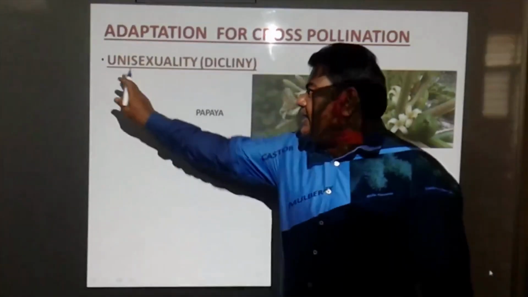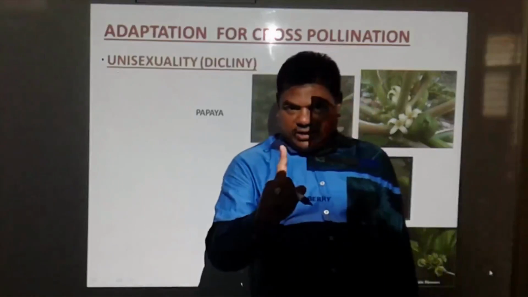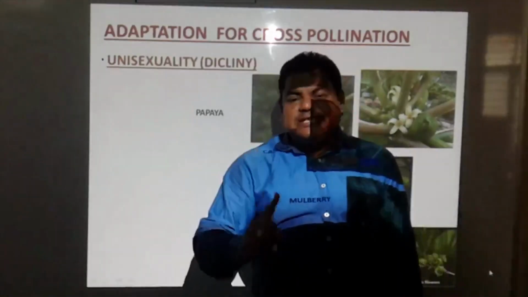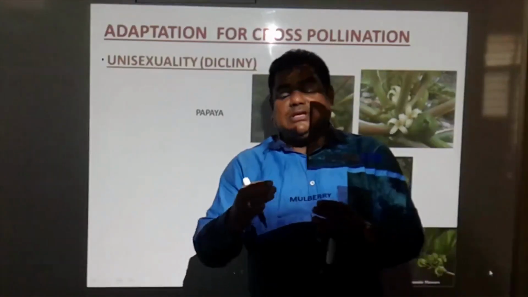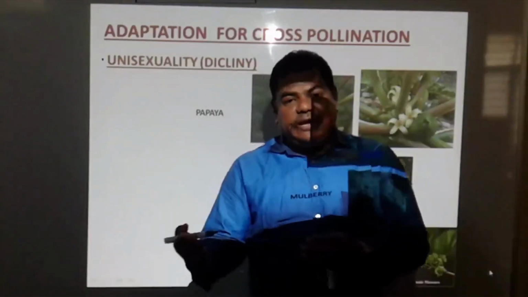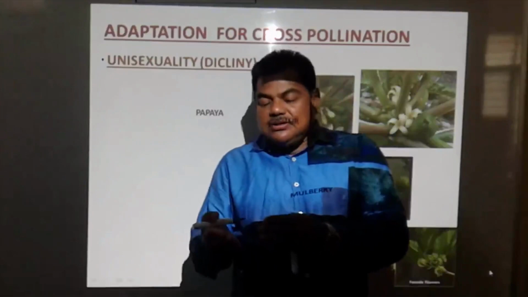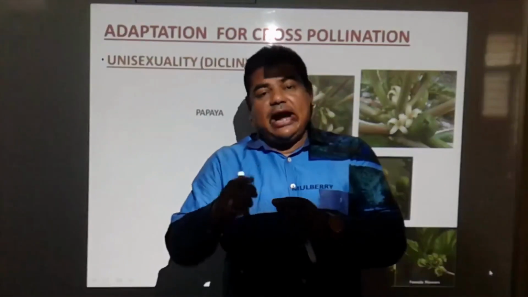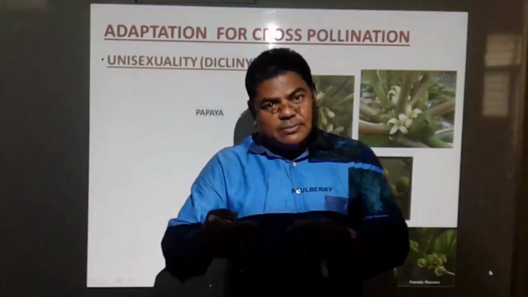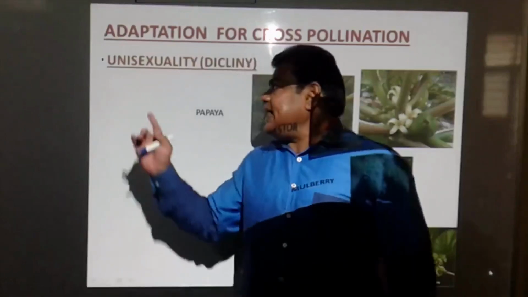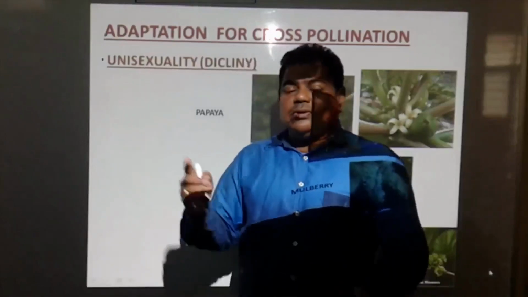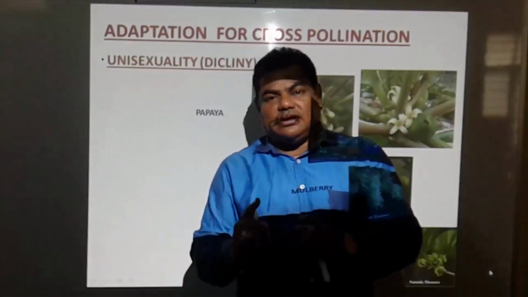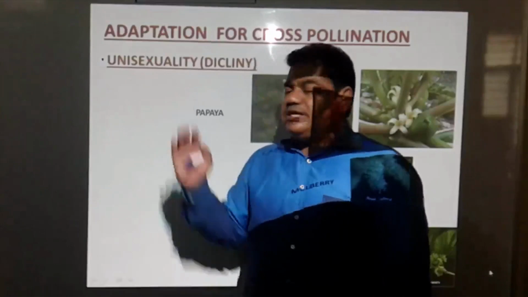Unisexuality or dicliny. Here uni means one, and sexuality means only one sex is present in the flower. It means that in the evolutionary history, these plants may have borne both sexual characters, androecium as well as gynoecium. But they selected only one sex in one flower, or we call it unisexuality.